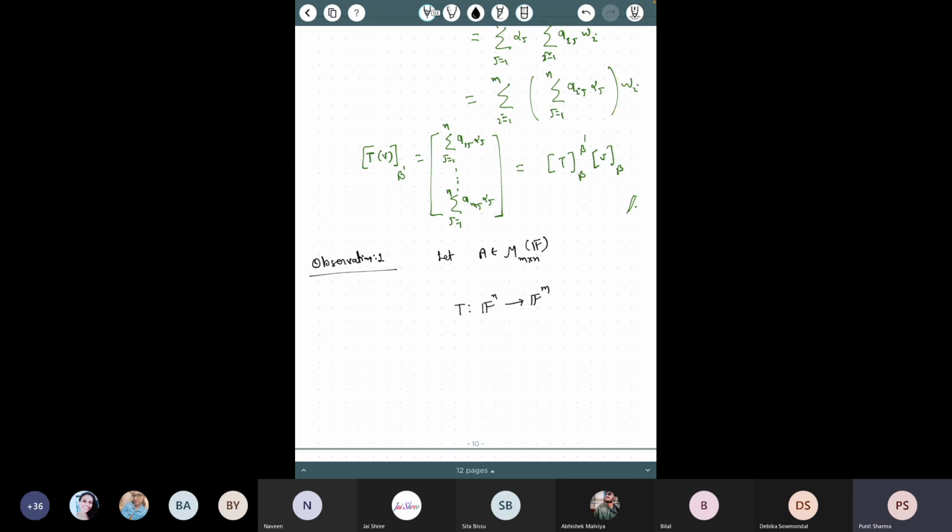So you understand what I'm saying? I have a matrix A of size m cross n over the field F. Now I want to say that I can always find two bases, B for Fn and B dash for Fm, such that the matrix of T with respect to B and B dash is actually the given matrix A.